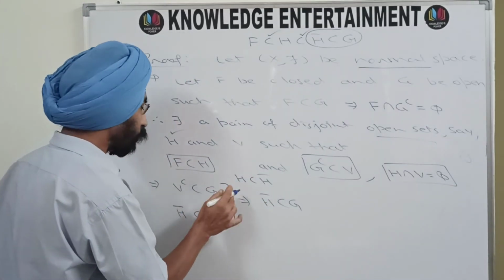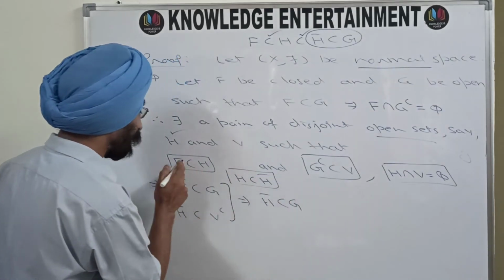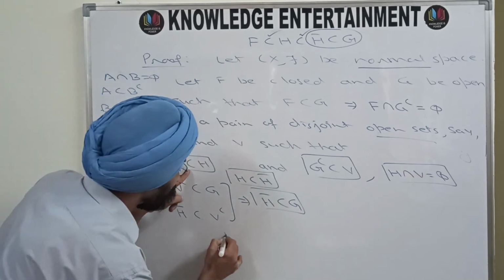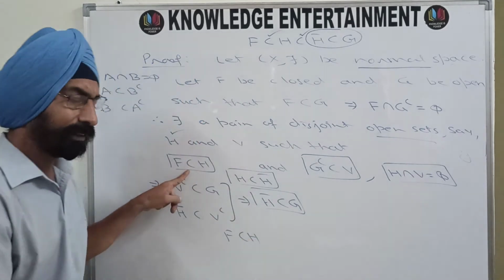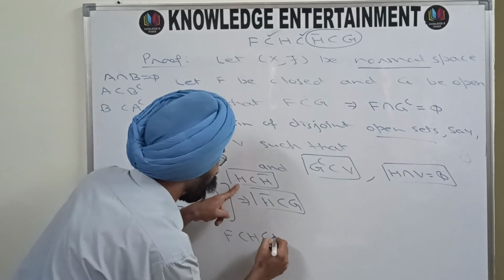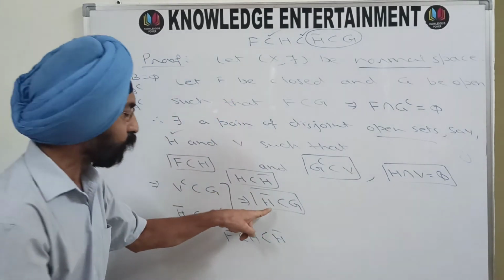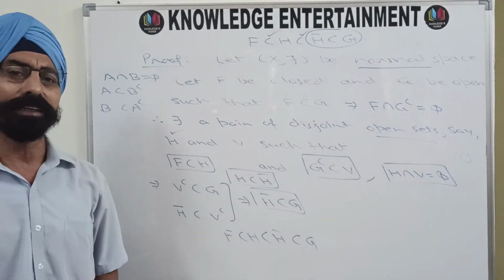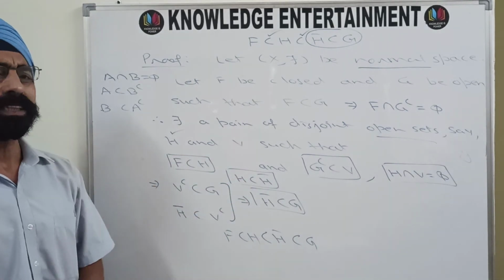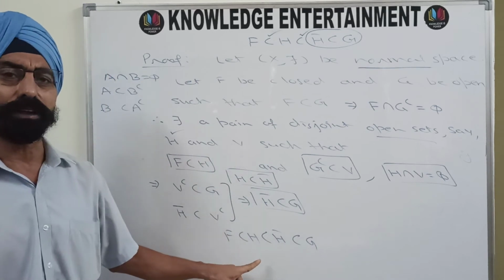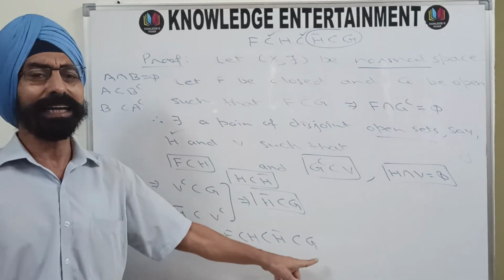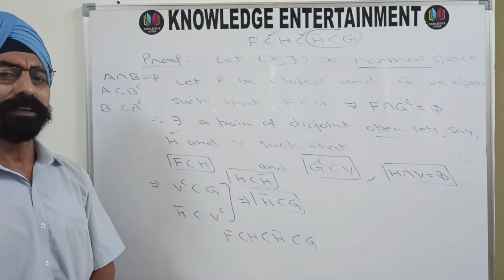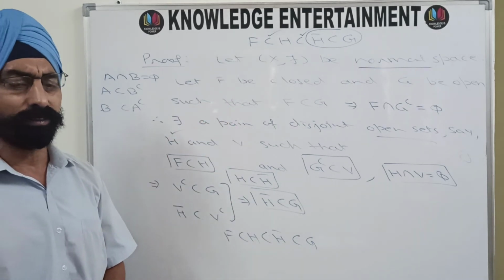Now look into these three. This one, this two, and this three. Your F is a subset of H. Your H is a subset of H bar. And your H bar is a subset of G. And what about H? H is an open set. So you have obtained an open set H such that F is a subset of H, H is a subset of H bar, and H bar is a subset of G. That means we have proved the required result that was given in the statement of the theorem.